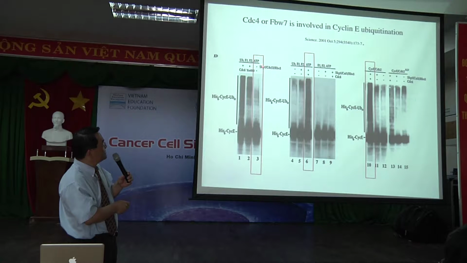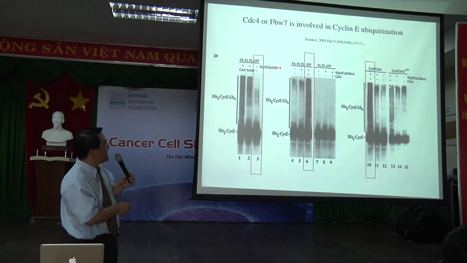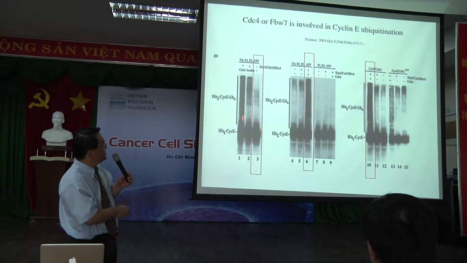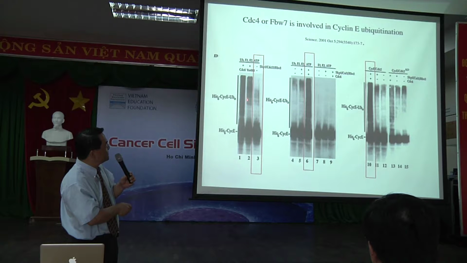If you add up this plus the SC complex, not SCF yet, only the SC complex, and CDC4 is the F-box protein. If you add them, you see the cyclin E ubiquitination is increased. Compare with a control that does not have the F-box protein.